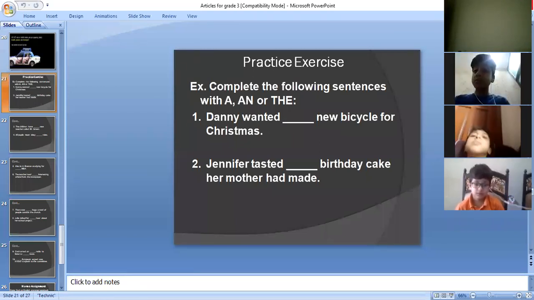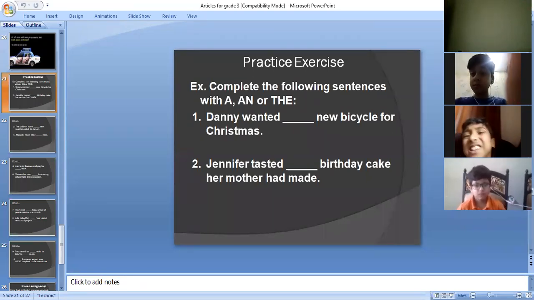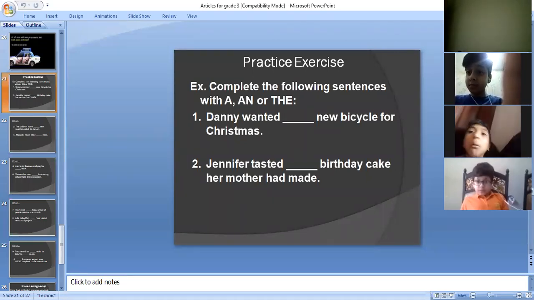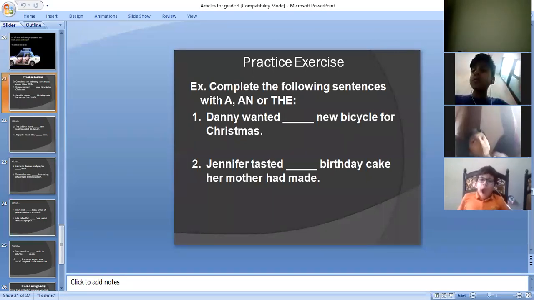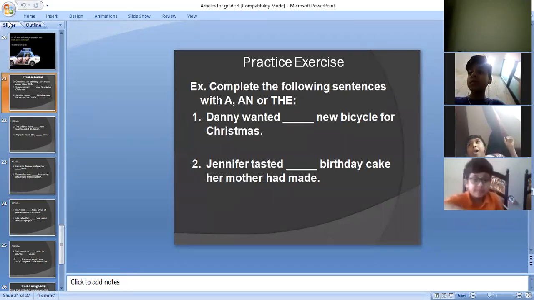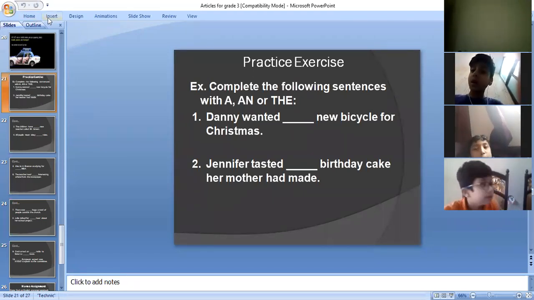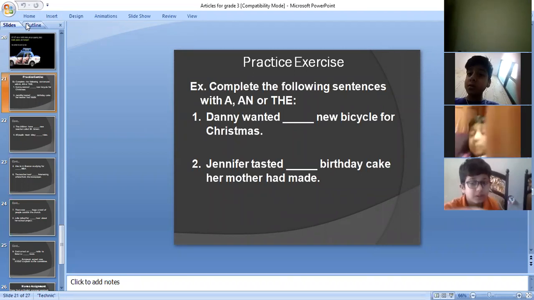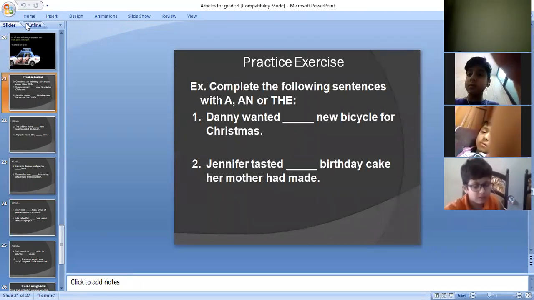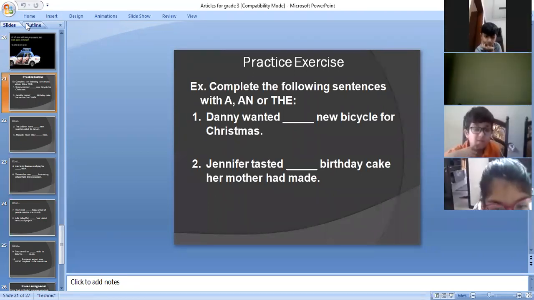The question is, Danny wanted dash bicycle, dash new bicycle for Christmas. What will come here? Hamza? Yes. That's very good, because in "new," the N is here, a consonant. That's good, Hamza.